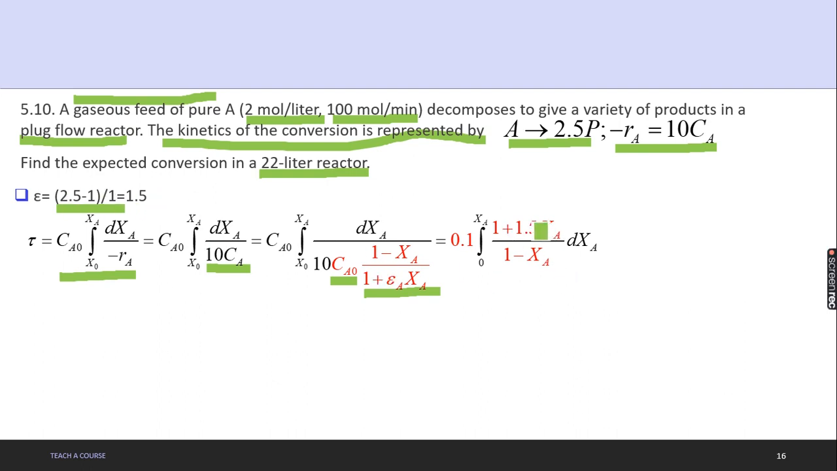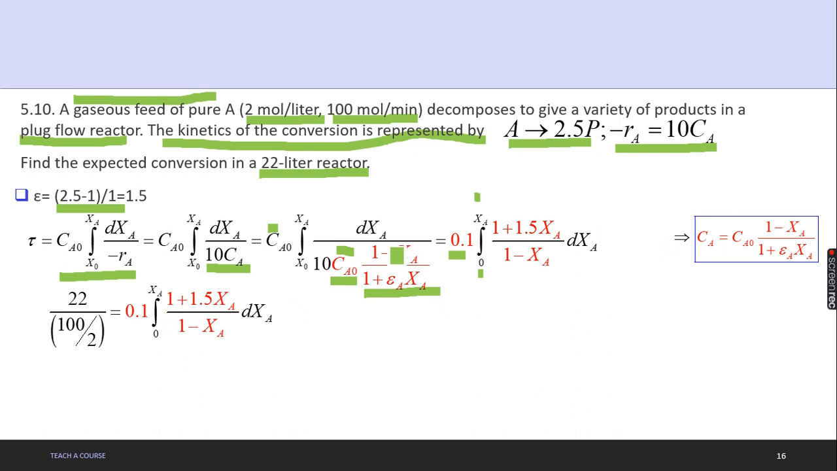So if we put it back, 1 plus 1.5 XA, 1 minus XA, and CA0. See, this CA0 and this CA0 are actually cancelling out each other. This 10 is becoming, when it is coming out, 0.1. So this thing you can actually solve. This integration is possible to solve. We are assuming initial XA equal to 0 and final is XA only. So in terms of XA we can write it out.